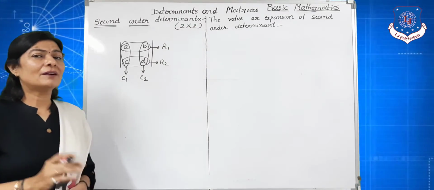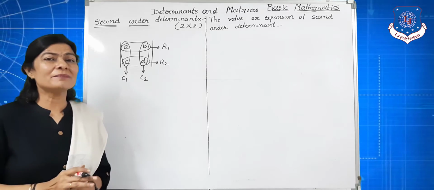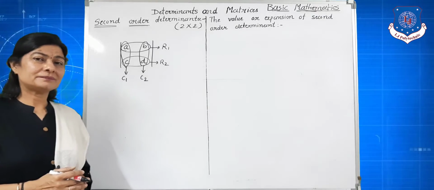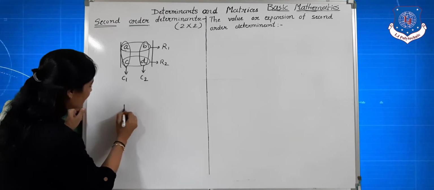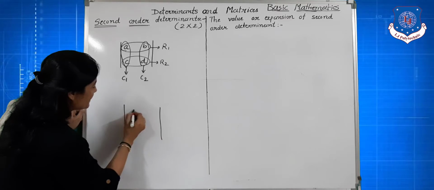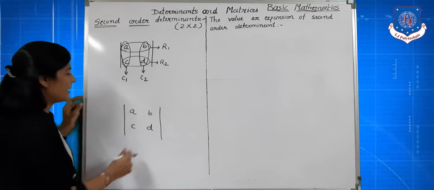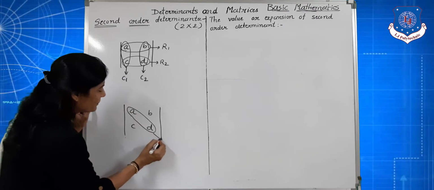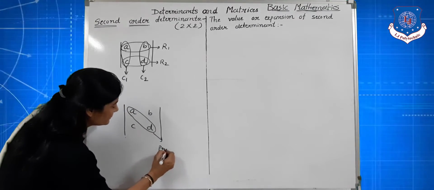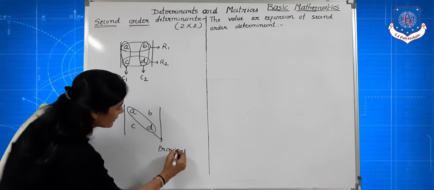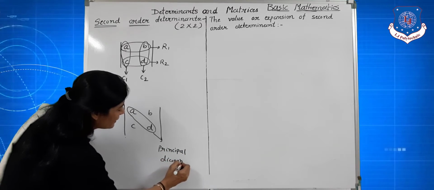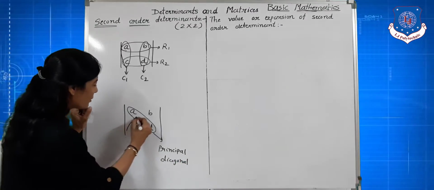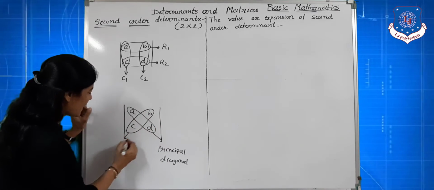In a determinant, always the number of rows and number of columns are equal. 2 by 2, 3 by 3, 4 by 4. In this determinant, A, B, C, D, A and D are the elements of principal diagonal, and B and C are the elements of subsidiary diagonal.